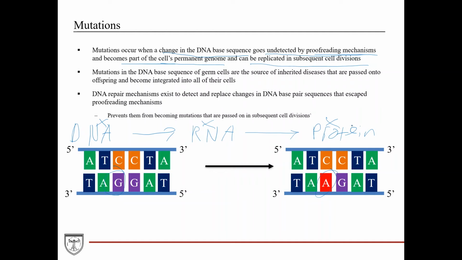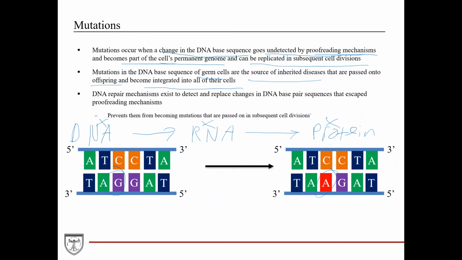And so this is where, if you have a mutation in DNA-based sequences of germ cells, these can be the source of inherited diseases. And often inherited diseases are due to defective proteins because of a mutation that was transcribed into the RNA, and then the RNA was translated into the protein sequence, and that was thrown off, and it resulted in either a missing or defective protein. And the problem with that is these sources of inherited diseases are passed on to the offspring, like we were talking about, and then become integrated in all of their cells.